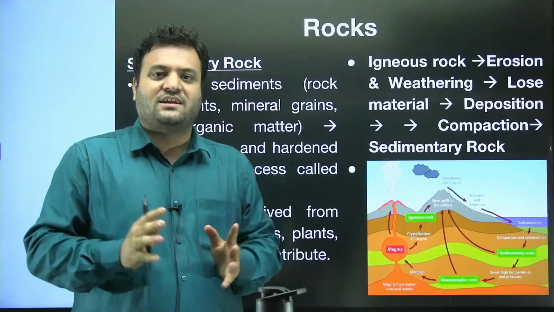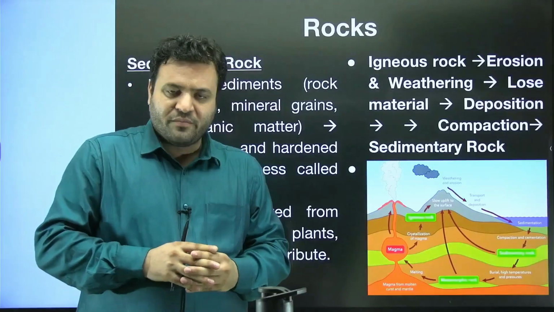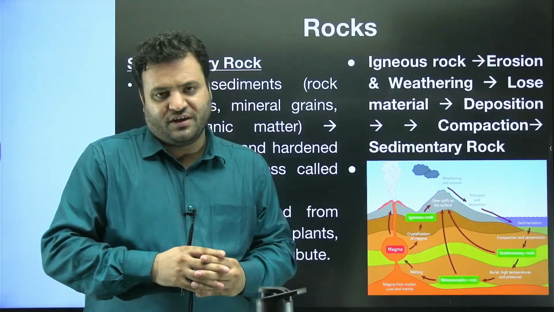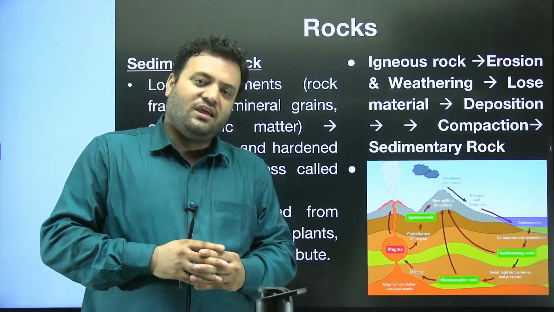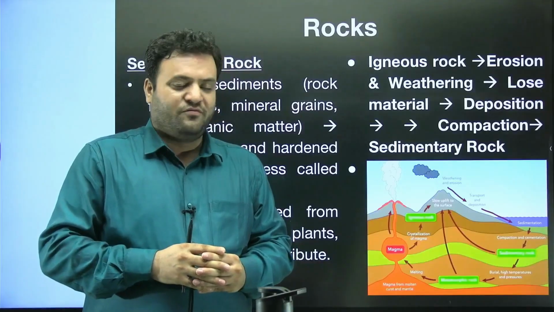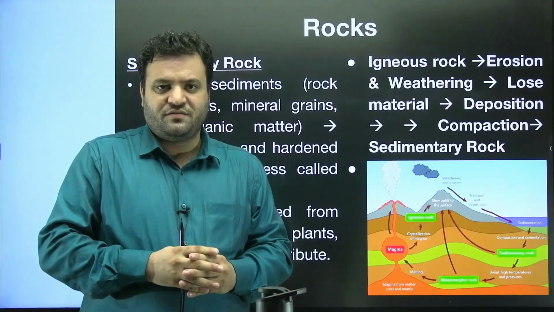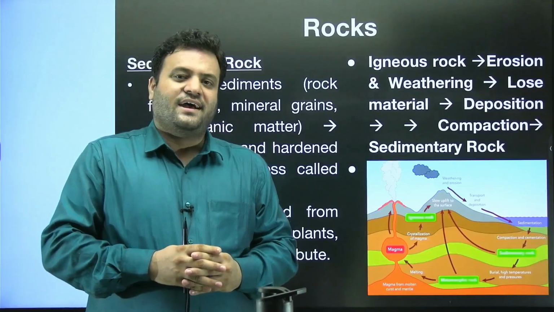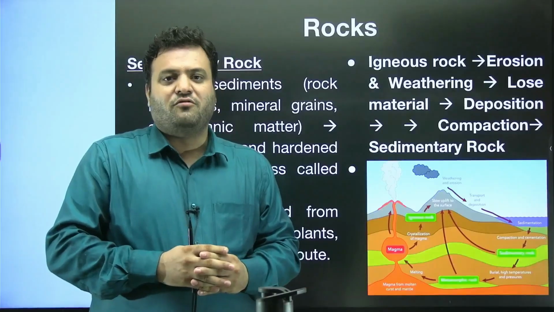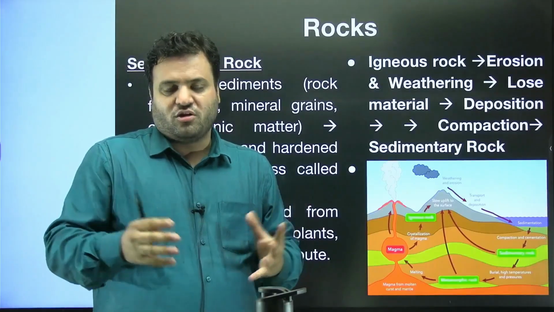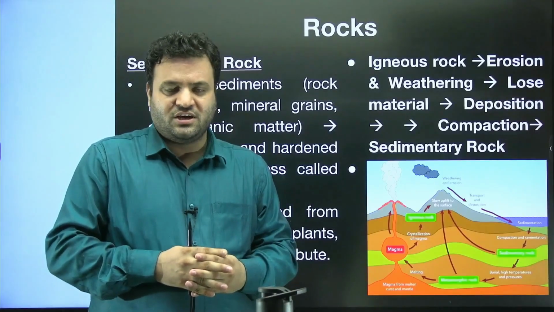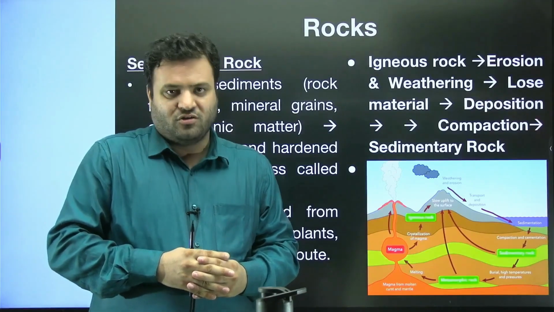I hope there is clarity regarding the formation and occurrence of igneous rock. I told you in the previous session as well that when magma or lava appears on the surface and gets cool, as a result of cooling there will be a solidification, and as a result of solidification, there would be an igneous rock.